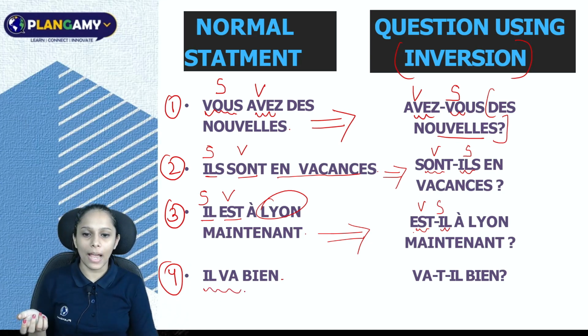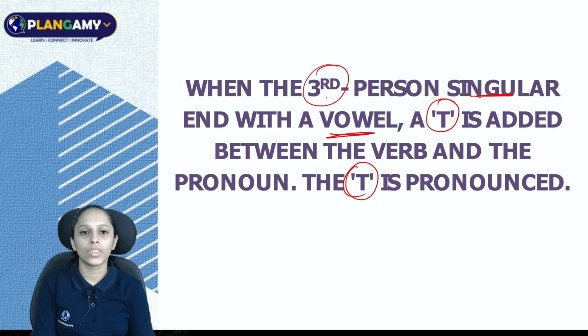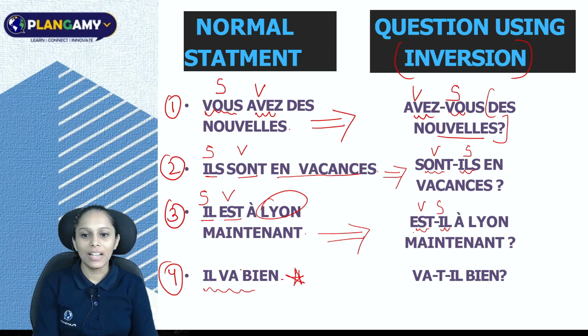Now the last example, very important. Let us put a star here because it is very important. But before understanding this example, let's go back to this sentence. It says third person singular ending with a vowel, a T is added between the verb and the pronoun. Let's have a look. "Il va bien." It means he is good, or he will be fine. Va is singular and third person, and it is ending with a vowel, with a.